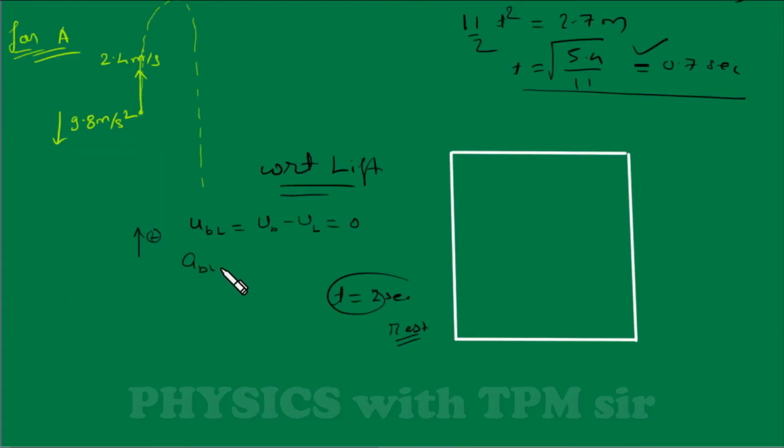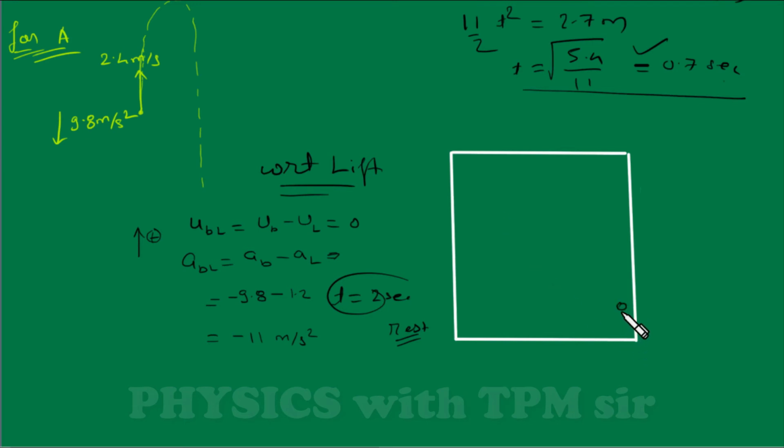So now find acceleration of bolt with respect to lift, which will be acceleration of bolt minus acceleration of lift. We know that acceleration of bolt is minus 9.8 meter per second squared. Acceleration of lift is 1.2. Why am I writing a plus? Because acceleration of lift is in the upward direction, so it is coming to minus 11 meter per second square.